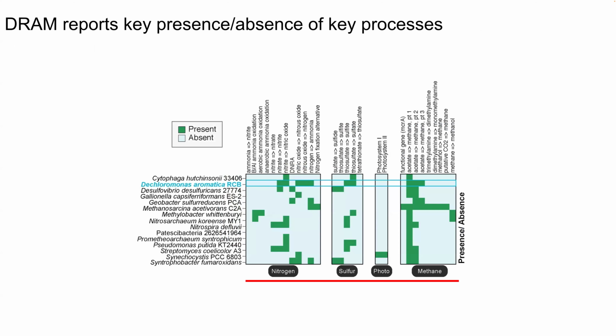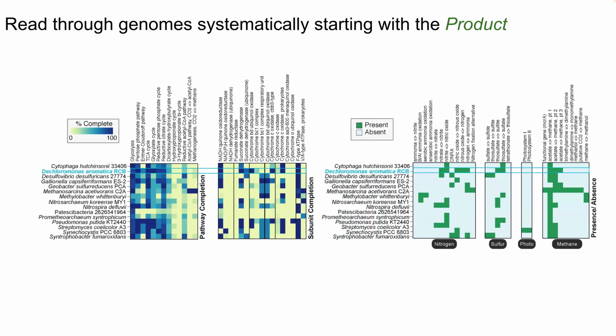So in addition to those percent completion heat maps for pathways and multi-subunit proteins, DRAM also gives you a binary presence-absence heat map of marker genes. In this case, they're marker genes for other electron donors and acceptors, so things like nitrogen metabolism, sulfur metabolism, photosynthesis, and methane. If something is highlighted as green, your genome has it. So in this case, your Dichloromonas is going to have this gene here, which is for nitrate to nitrite reduction. If it's green, it has it. If it's missing, it's absent in that genome. Okay, next. Does anyone have any questions at this point on the heat map?